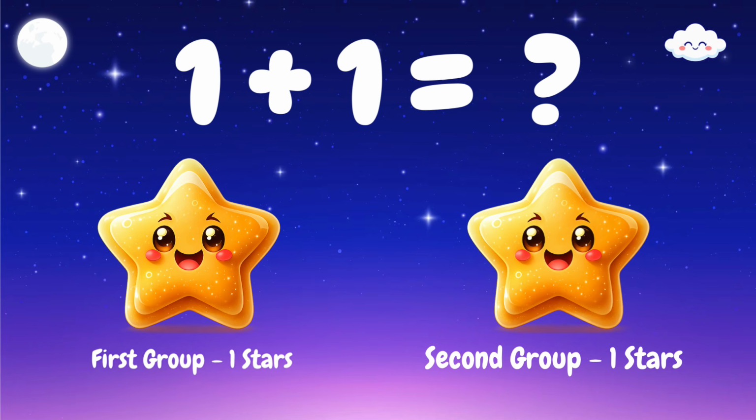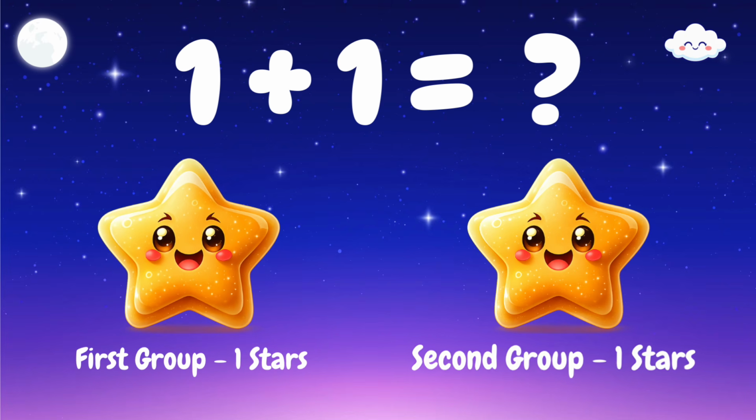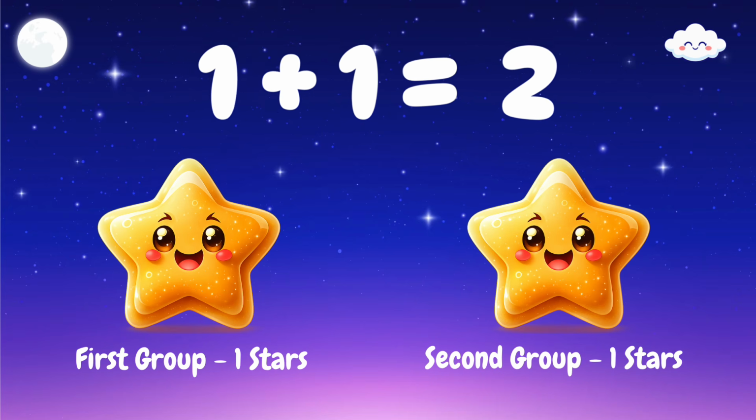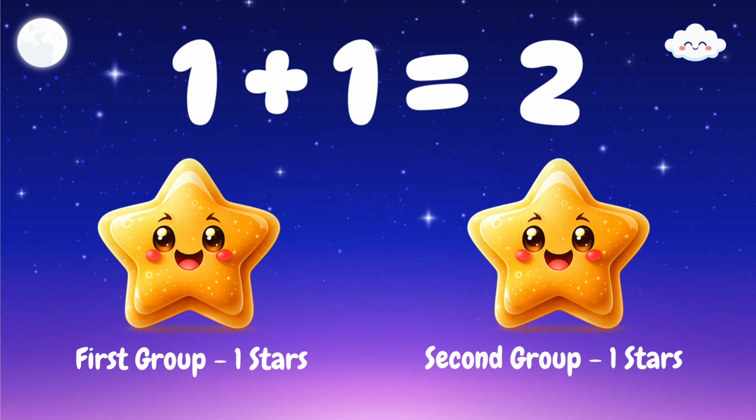Let's count the first group. 1. Let's count the second group. 2. Total stars are 2. 1 star plus 1 star equals 2 stars. Great job.